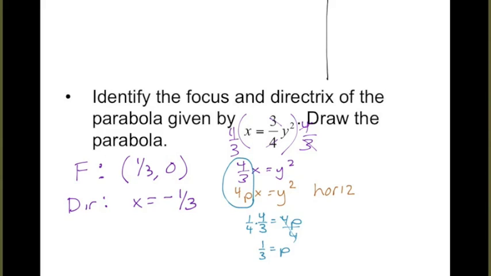To draw this, our vertex is always going to be 0, 0 today. The focus is over just 1/3. And the directrix is back just 1/3. One-third is a small p-value, which means this graph should be a narrow parabola. I use 1 as kind of medium. Smaller than 1, make it narrow. Bigger than 1, make it wide.